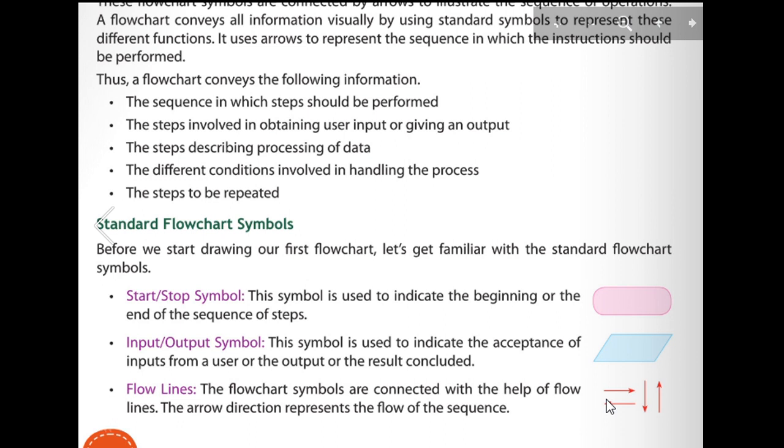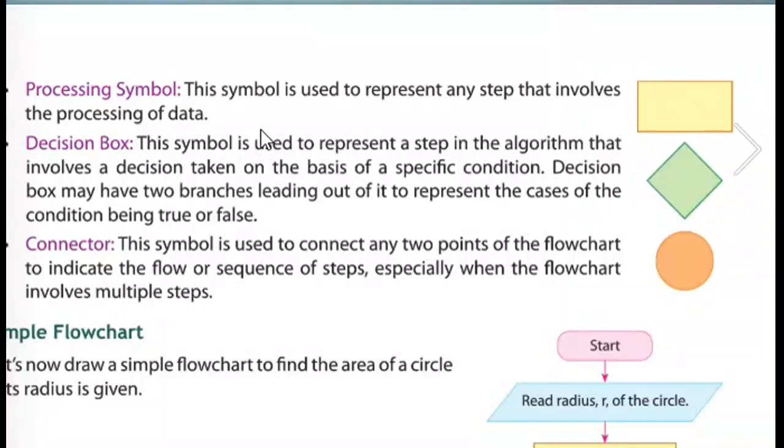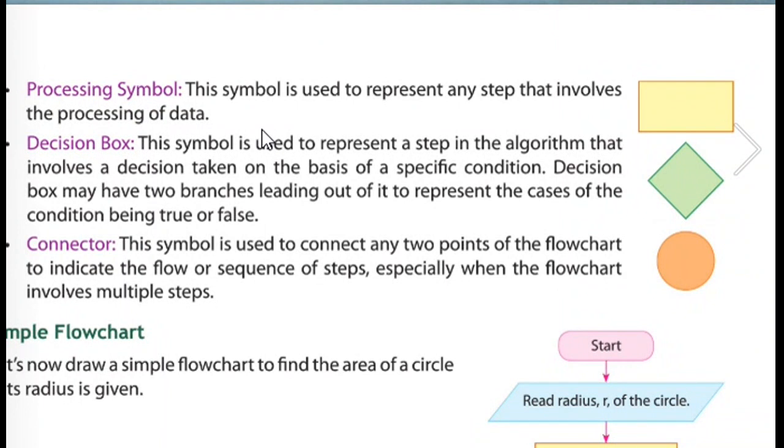Flow lines. The flowchart symbols are connected with the help of flow lines. The arrow direction represents the flow of the sequence. Next is the processing symbol. This symbol is used to represent any step that involves the processing of data.